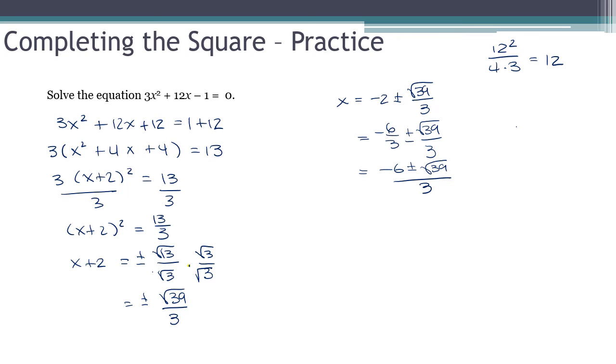Ideally, what we would like, and this is going to be the subject of the next lecture in the series, is a formula. Right, a formula that I can just put those coefficients, the 3, the 12, and the negative 1 into, and have the answer just kind of come out. So that's going to be the next lecture in the series, where we're going to talk about what is called the quadratic formula.